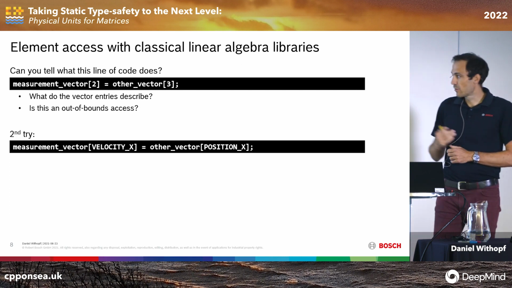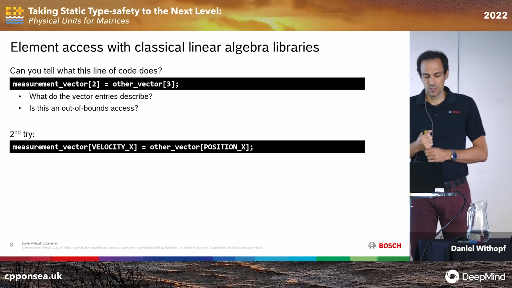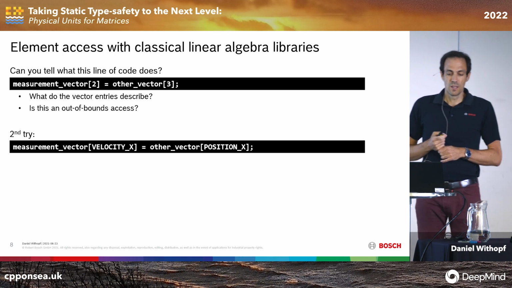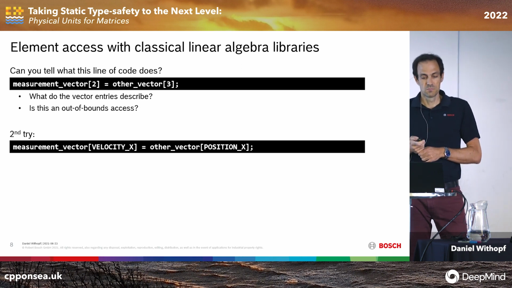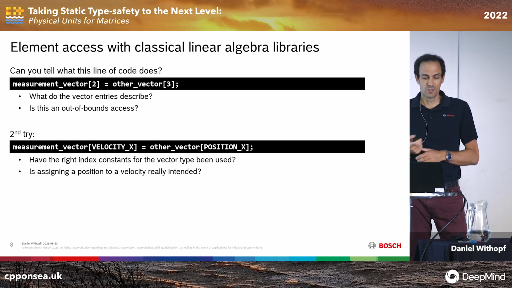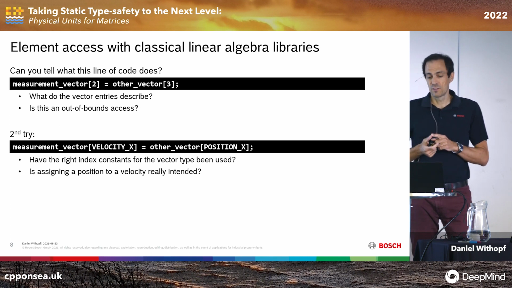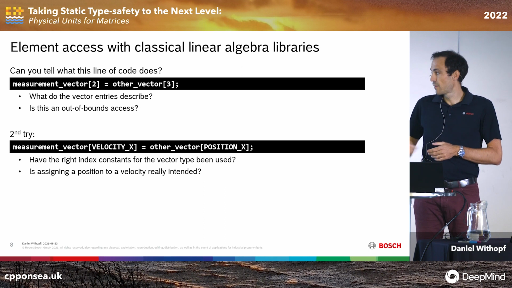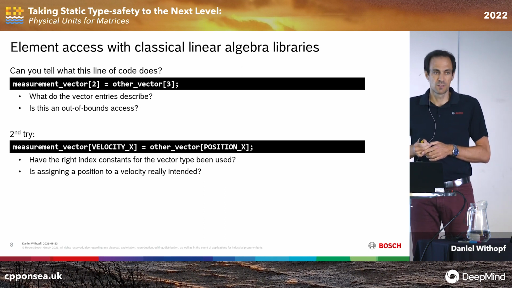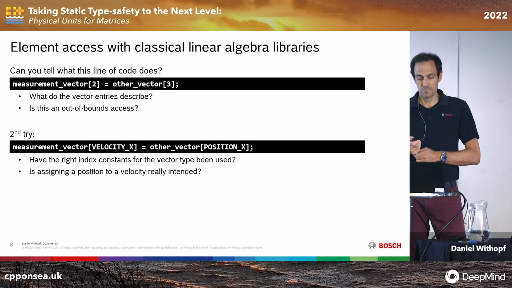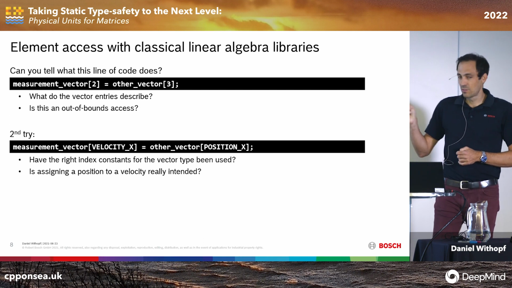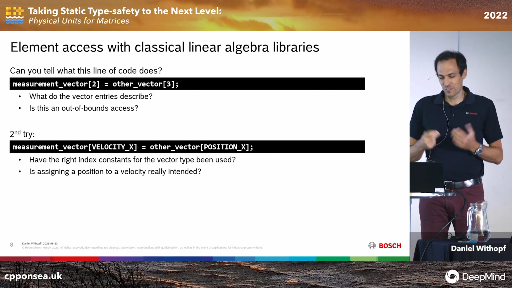So in the next try, maybe the code has been rewritten, and the code now looks like this. So we now use enums, scoped enums, hopefully, here to access the vectors, and we now access other vector at position x index and measurement vector at velocity x index. Now, when I see code like that, again, there are two questions. First of all, have the right index constant for the respective vector type been used? Because there's no guarantee that position x is meant for other vector and velocity x index is meant for measurement vector. So they might be completely unrelated. And second of all, this is also where your physics teacher comes into play, is assigning a position to a velocity really something that's a correct operation?